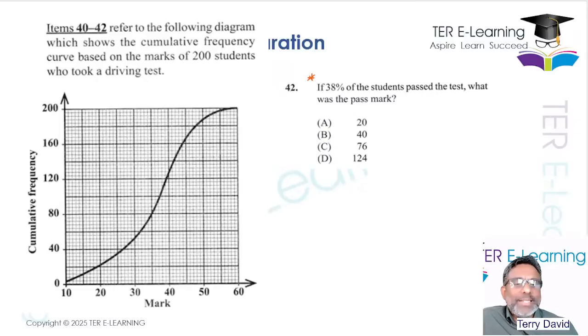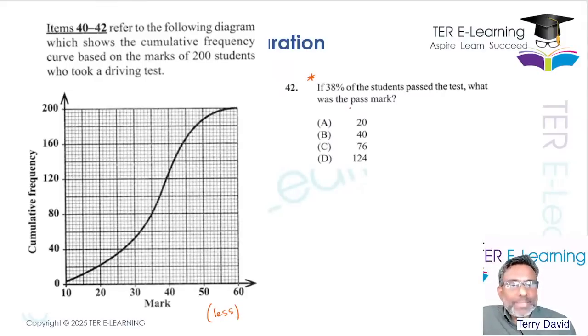Some people say they think it's B, some people say they think it's C. Let's reason this out here. So 38% of the students pass the test. Now when you have a question like this, remember our cumulative frequency curve only gives us less than information. That's what a cumulative frequency curve does. It gives us less than information.